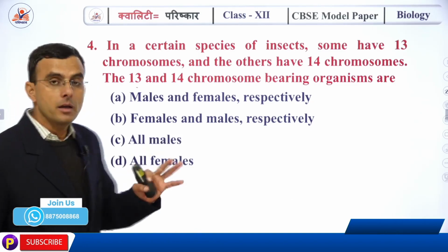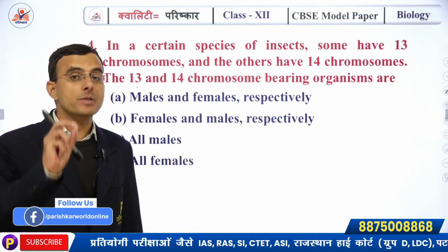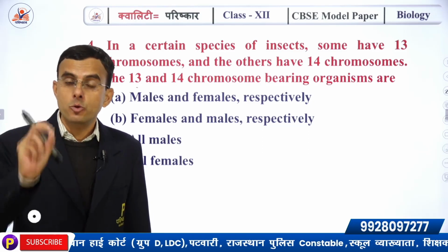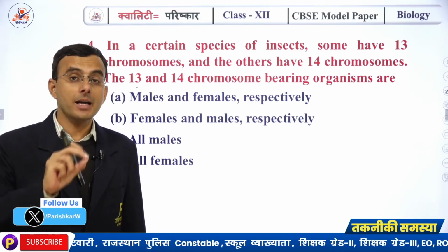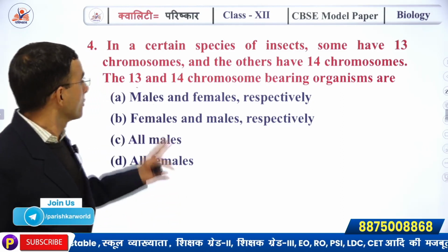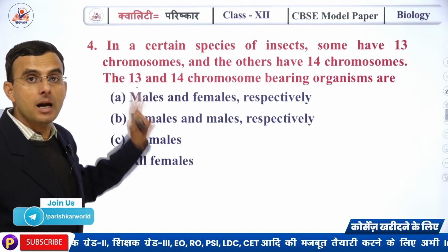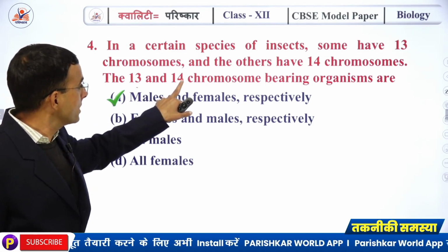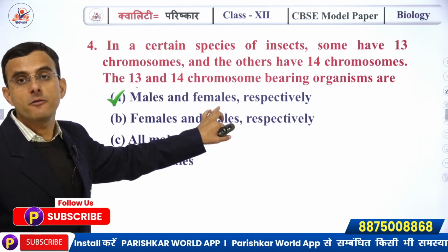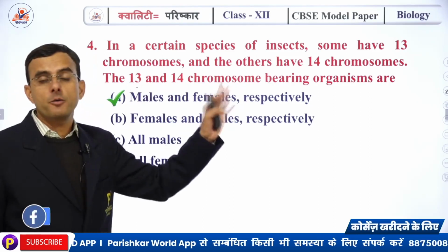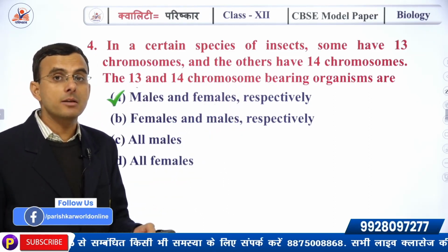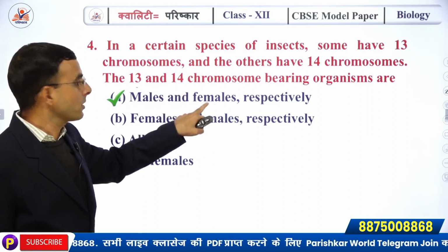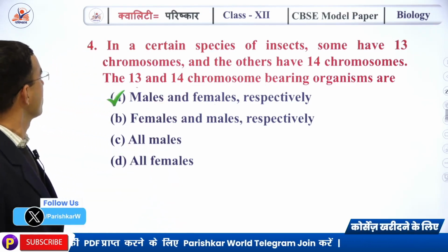In insects, sex determination is based on the number of chromosomes. In the X0 condition, the individual develops into a male. Because of that, the one with less number of chromosomes, that is 13 chromosomes, is the male, and the one containing 14 chromosomes is the female. So with number-based sex determination in insects, fewer chromosomes means male and more chromosomes means female. So the right answer is A.